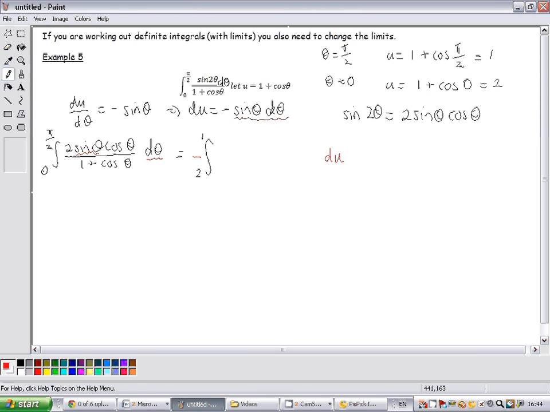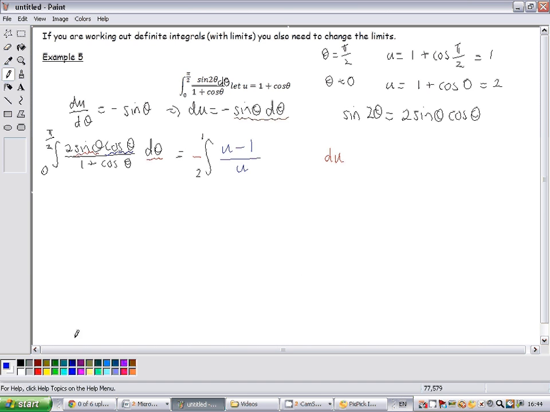Let's have a look at the other things that we've got. We have a cos theta here. Well, cos theta can be written as u minus 1 by rearranging the substitution, and then on the bottom, 1 plus cos theta, well that's just u. So that's the integral that we're left with, much simpler than what we started off with.